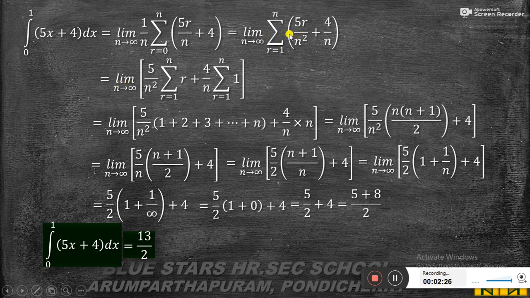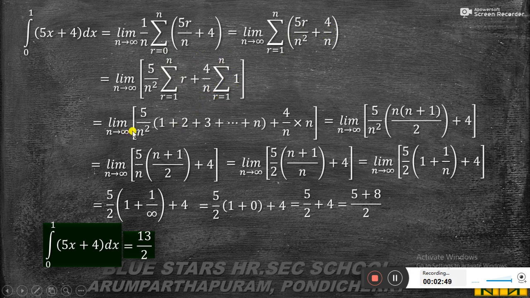In the next step, limit n tends to infinity, now I take the summation to every term. Now I take the summation for 5r by n. The summation is only for r terms, not n, so I take the constant outside. So 5 by n square is the constant: 5 by n square into summation r equal to 1 to n r, plus next, 4 by n is a constant: 4 by n into summation r equal to 1 to n 1.